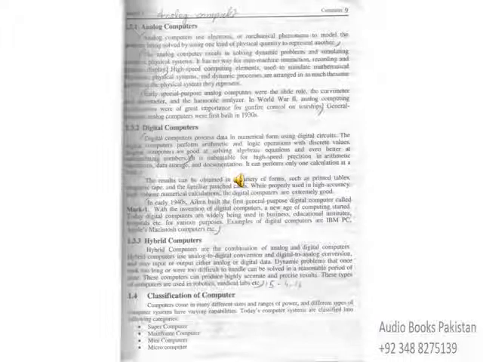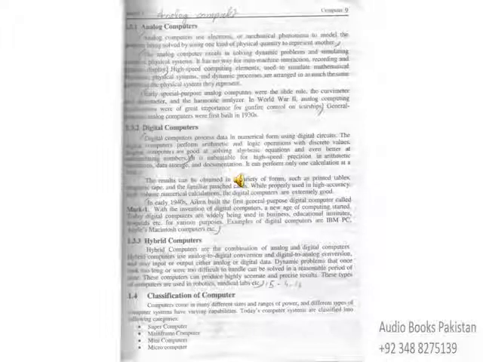1.3.3 Hybrid computers. Hybrid computers are the combination of analog and digital computers. Hybrid computers use analog to digital conversion and digital to analog conversion, and may input or output either analog or digital data. Dynamic problems that once took too long or were too difficult to handle can be solved in a reasonable period of time. These computers can produce highly accurate and precise results. These types of computers are used in robotics, medical labs, etc.